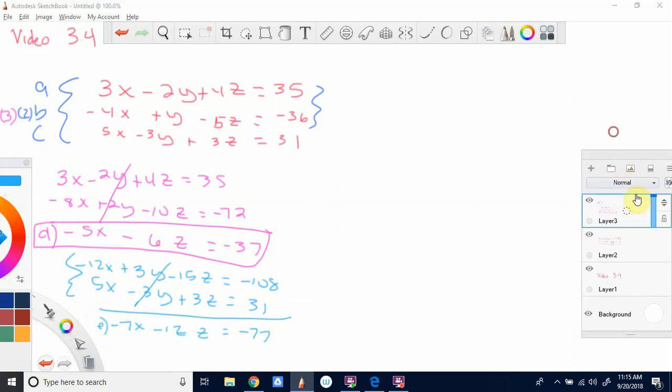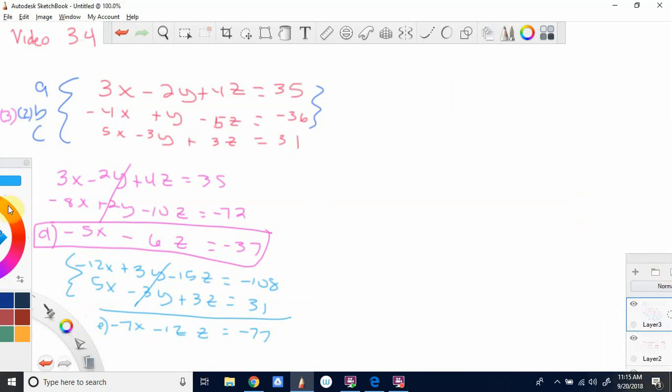Now I'm going to use those. Let's change it to orange. So negative 5x. Let's look at that. It's going to be easier to get rid of the z's. Here I would have to multiply D by negative 7 and E by 5. Here I just need to multiply equation D by negative 2. So let's go ahead and change that now.